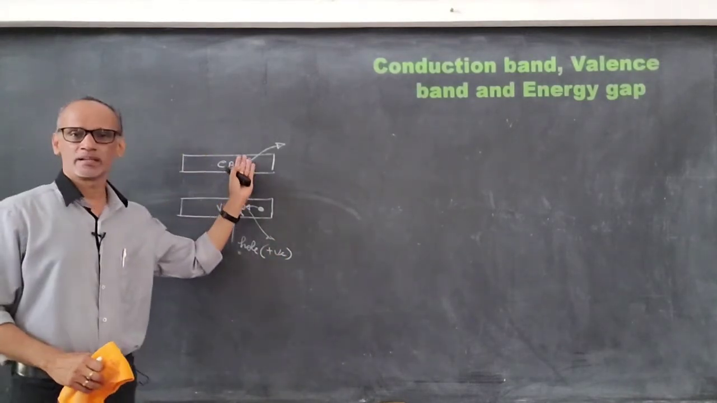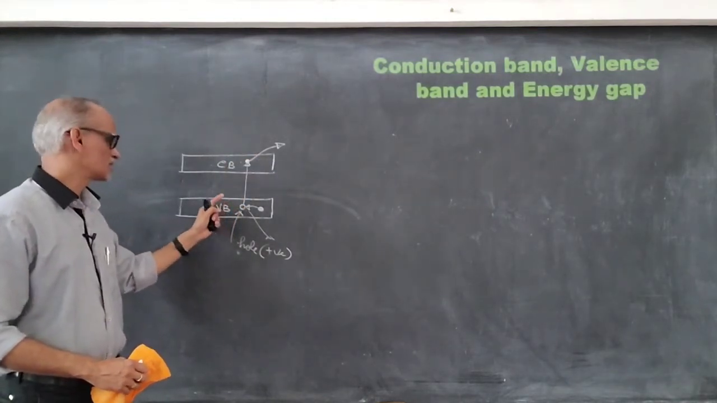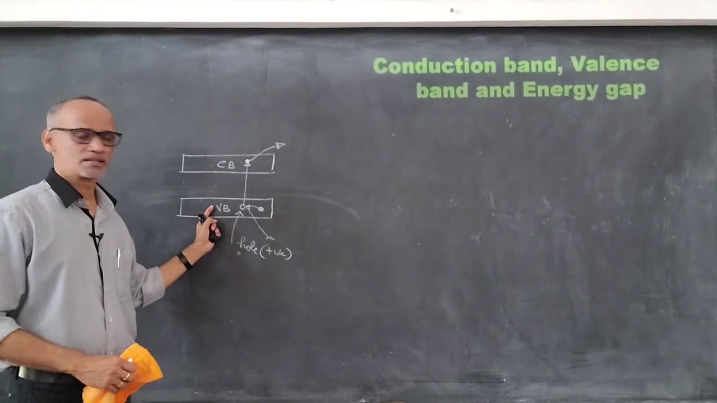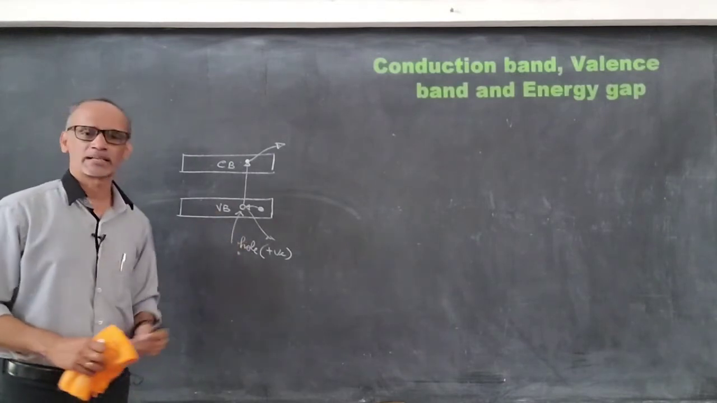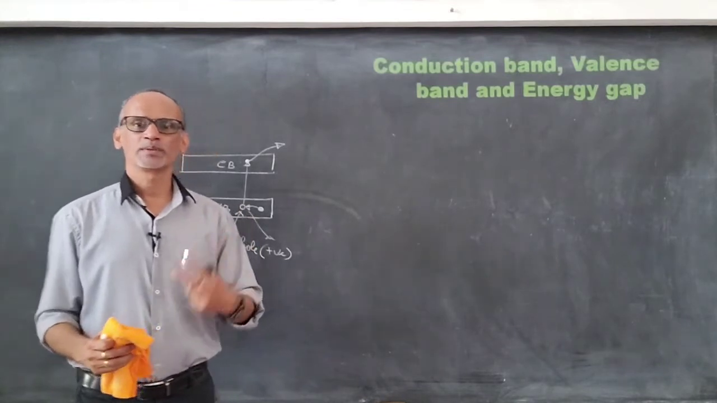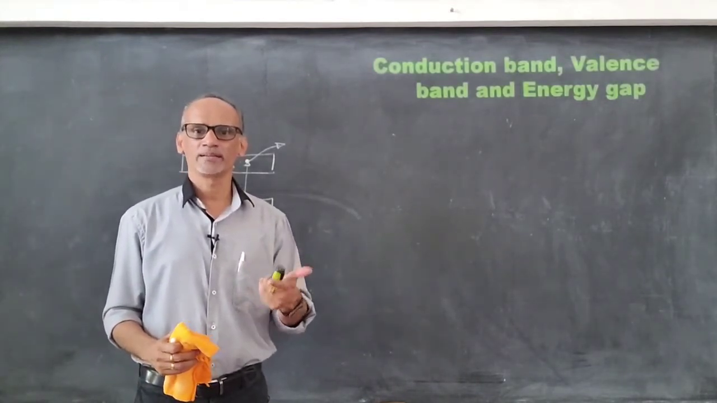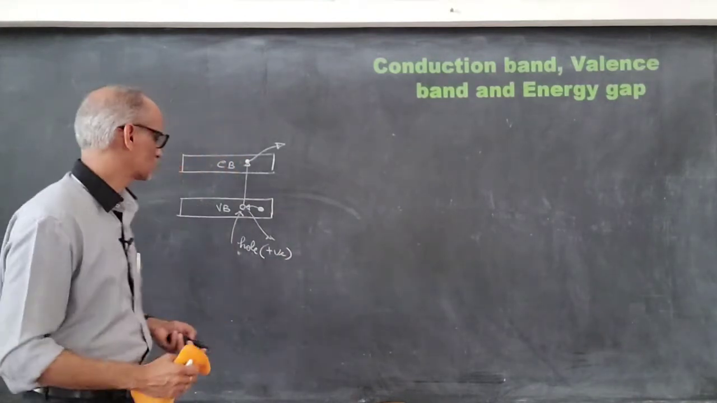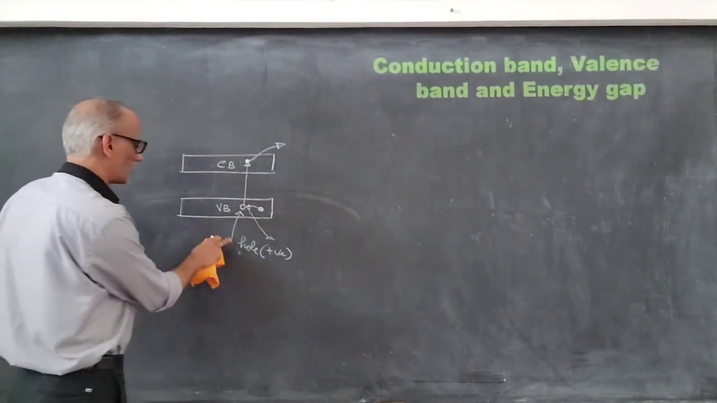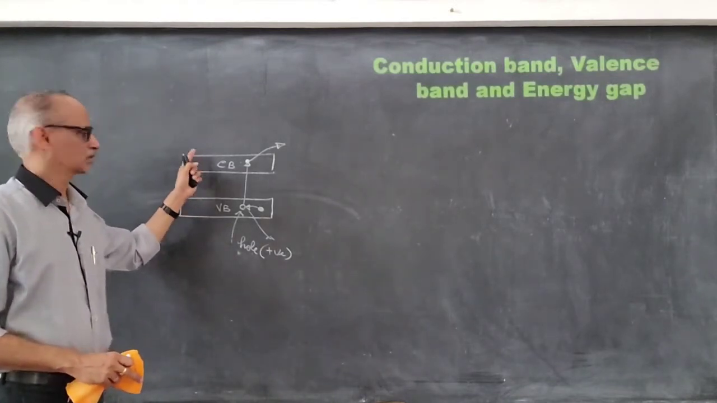Electron is always a negative charge carrier, whereas the space which is present in the valence band is called the hole, which acts like a positive charge. So that's why in a semiconductor there are two types of charge carriers. One is the negatively charged electron, and the other is the positively charged hole. And these holes are present only in the valence band and not in the conduction band.